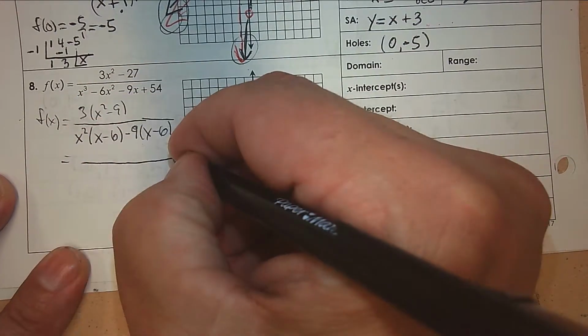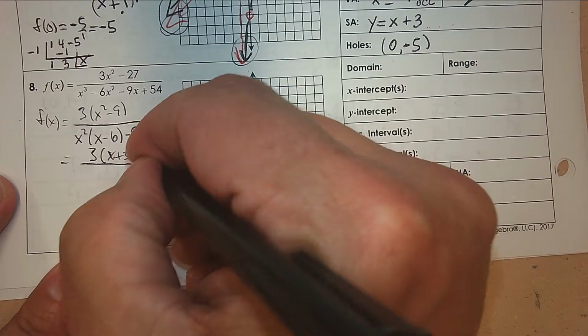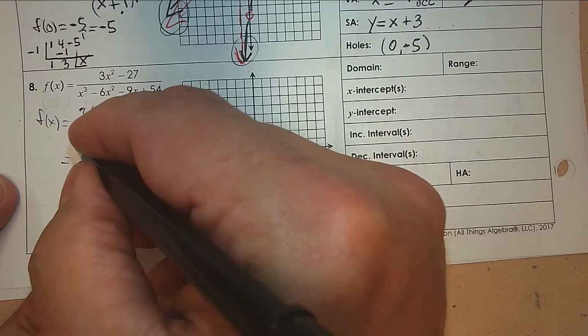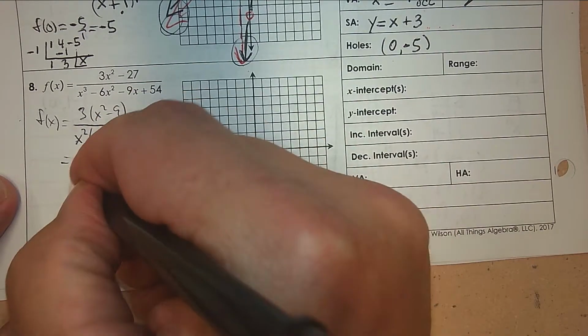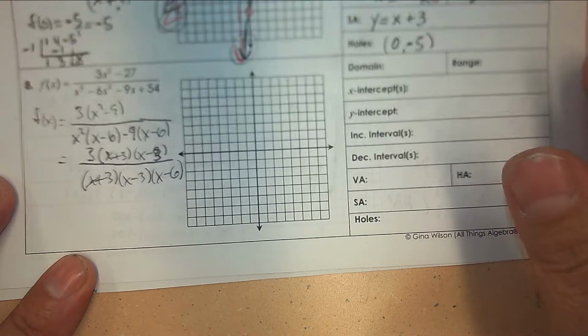Keep factoring. So we got x plus 3, x subtract 3. Here at the bottom, you have x squared subtract 9, and again, that's x plus 3, x minus 3. And we still have the x subtract 6. So this function has 2 holes.